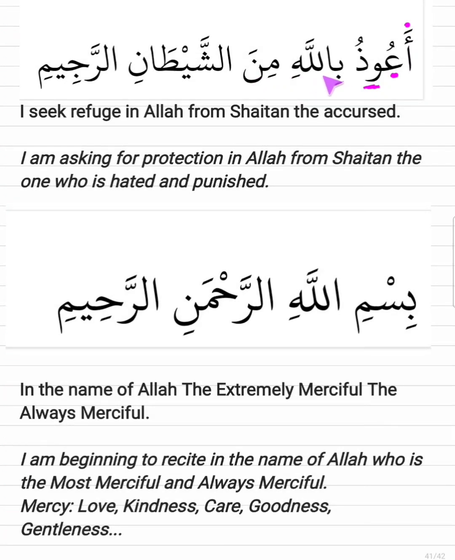This is the name of Allah. A'udhu billah. Don't make the lam heavy. Usually when we say Allah's name in the Quran, we make the lam heavy, but not when there is a kasra before it. This is a kasra. The slanting line under the letter, this is called kasra.